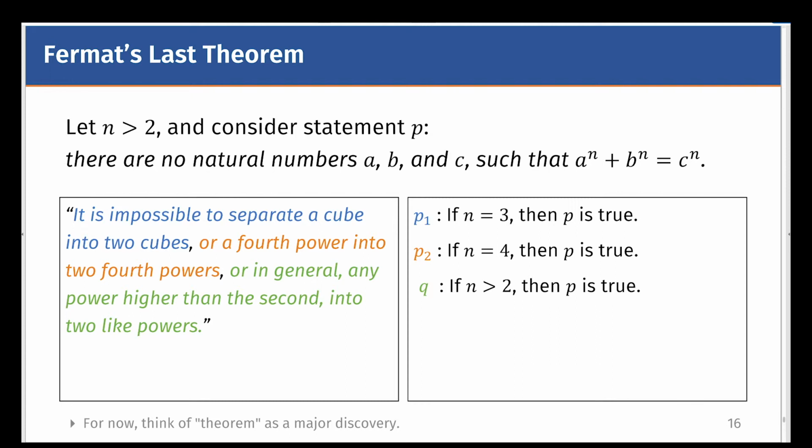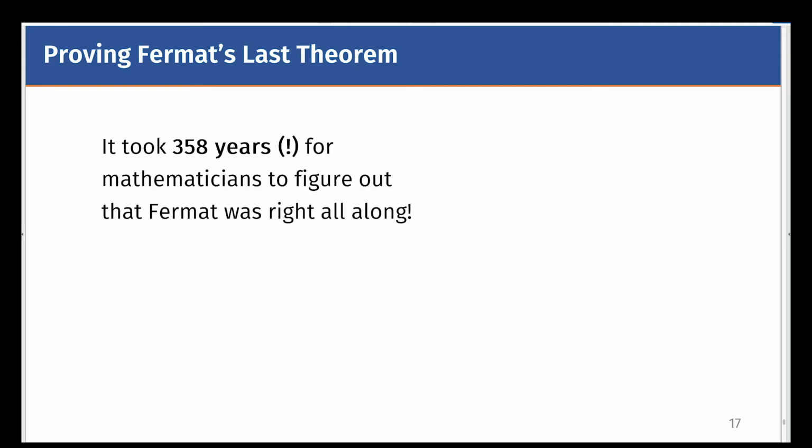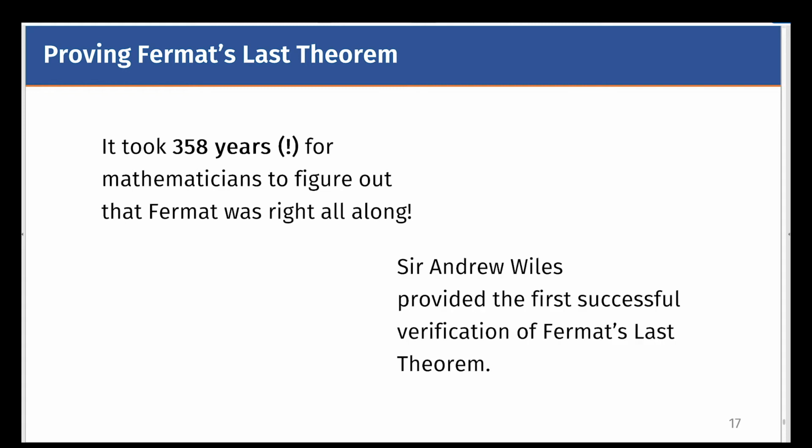And it gets a little bit interesting. The good news is Fermat's last theorem is now a theorem. Statement Q is a logical conclusion from a deductive argument. However, it took 358 years for mathematicians to figure out that Fermat was right all along. Sir Andrew Wiles provided the first successful verification of Fermat's last theorem.